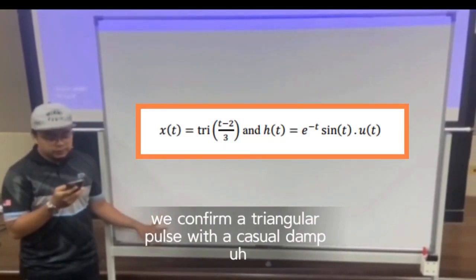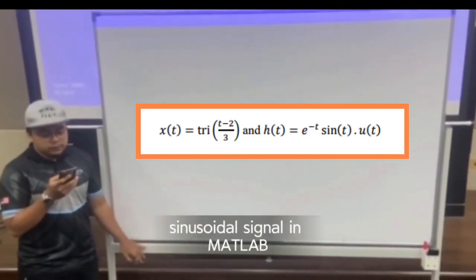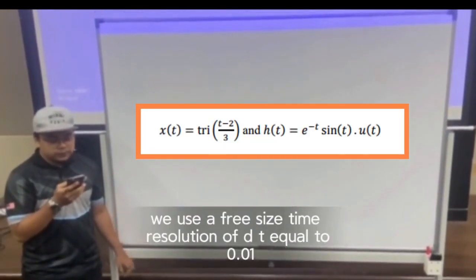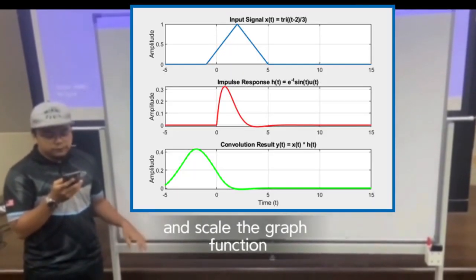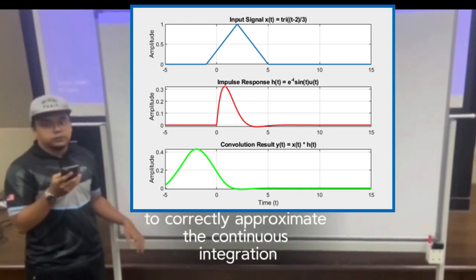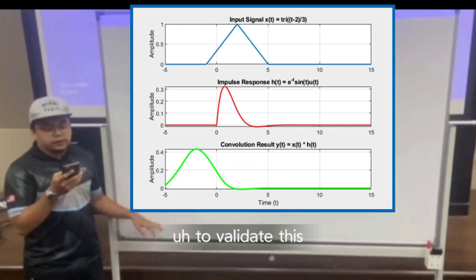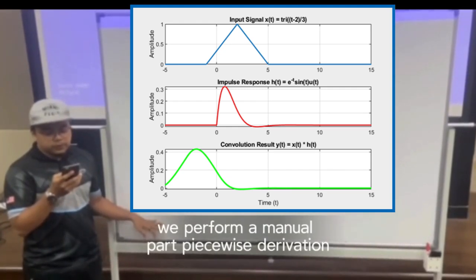Question 4. We convolve a triangular pulse with a causal decaying signal. In MATLAB, we use a precise time resolution of dt equal to 0.01 and scale the ground function to correctly approximate the continuous integration. To validate this, we perform a manual piecewise derivation.